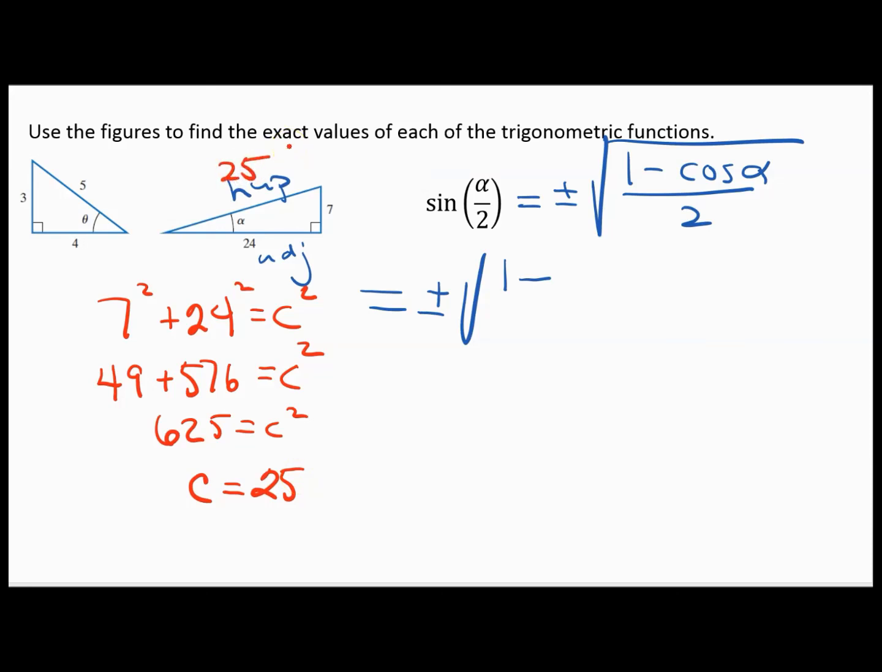And now I substitute. So cosine of alpha, again, if you'll recall, is adjacent, which is 24, over hypotenuse, which is 25.